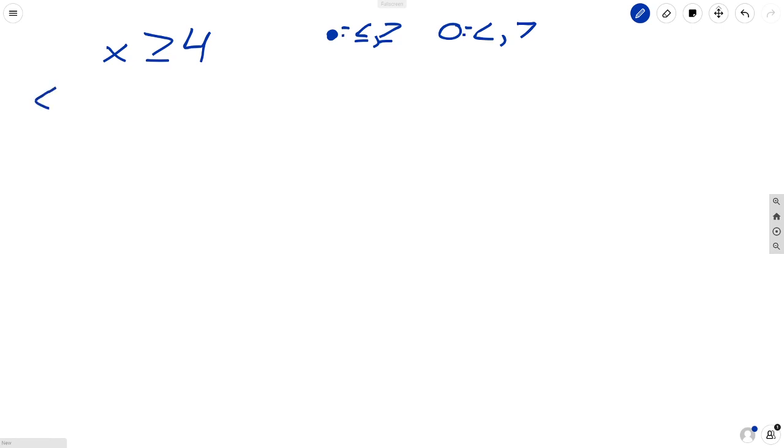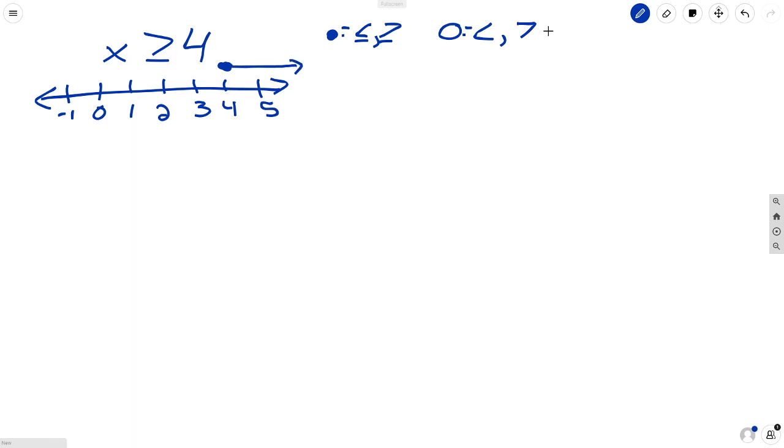So let's say we have our number line. Right? And we say x is greater than or equal to 4. So x can include 4, that's why we have the closed circle there, because it is including 4, and every number that is greater than 4. Alright. But what if we were looking at x is less than or equal to 2?